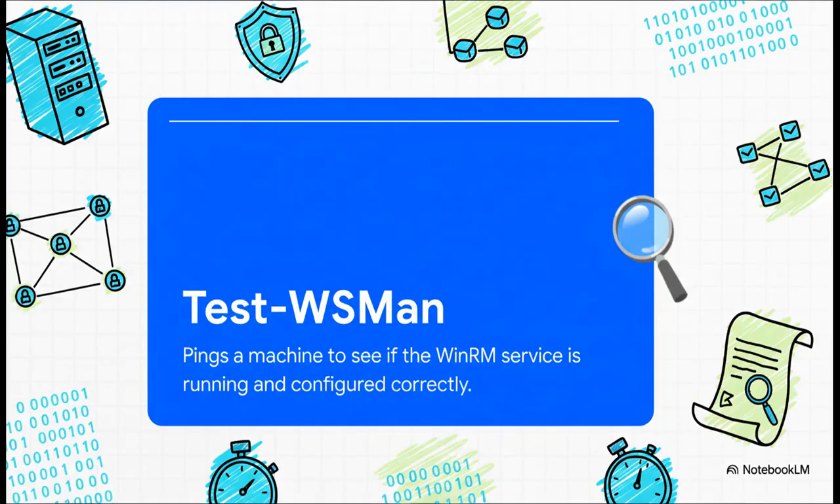That pre-flight check is Test-WSMan. This command basically sends a little test ping to the machine to verify that the Windows Remote Management service, the engine behind PowerShell remoting, is actually running and accessible. So you just run Test-WSMan -ComputerName Server01. If it comes back without any errors, you know that machine is ready to go for a remote connection.